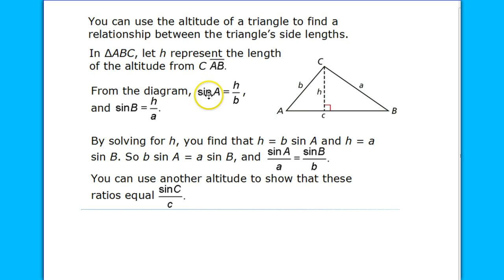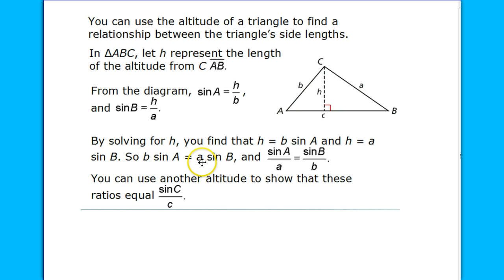So we can solve both of these equations for H. To solve the first for H, we simply multiply both sides by B, and when we do, we get sine of A times B equals H. H equals B times sine A, okay? Second one, we can multiply both sides of this ratio by A, and we end up with H alone. H equals A times the sine of B. So we can now use our substitution or our transitive property. If H equals B sine A and H equals A sine B, we could say that B sine A equals A sine B, since each of them equals the height, right?